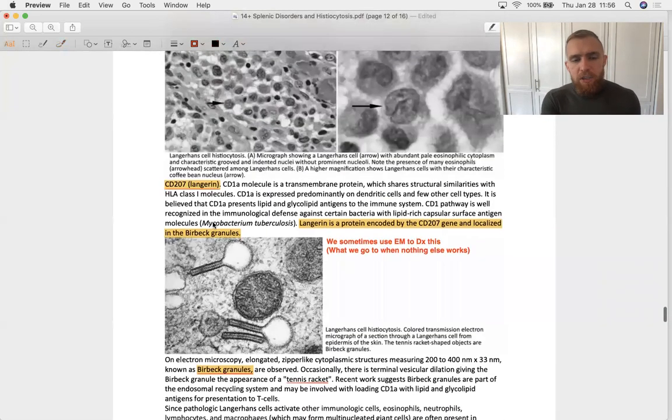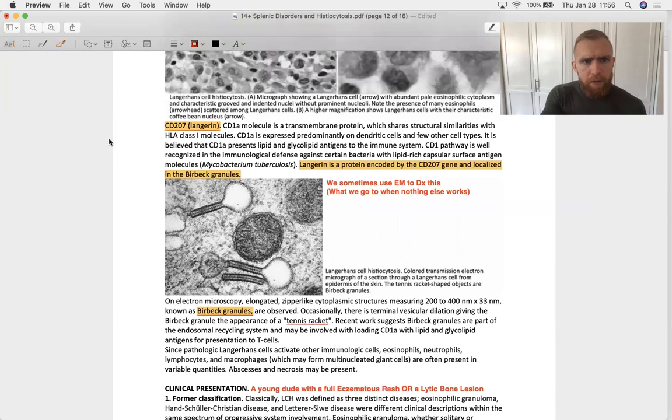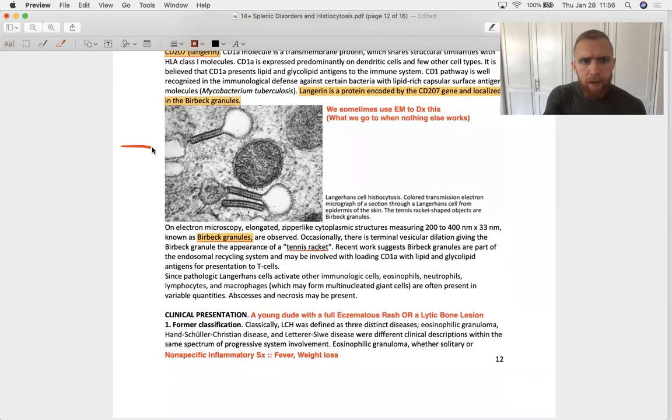Now, CD207 is langerin, which is a protein that is pretty specific to histiocytes, and it's found inside these things called Birbeck granules. So in this photo right here, left side of the page, you are looking at Birbeck granules. These things look like badminton rackets, tennis rackets, or keys without teeth. So that's a Birbeck granule. This is a Birbeck granule. And you see them on electron microscopy.